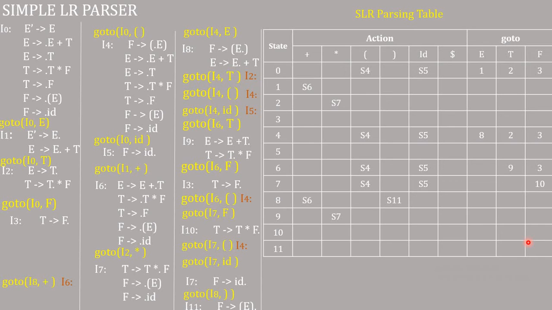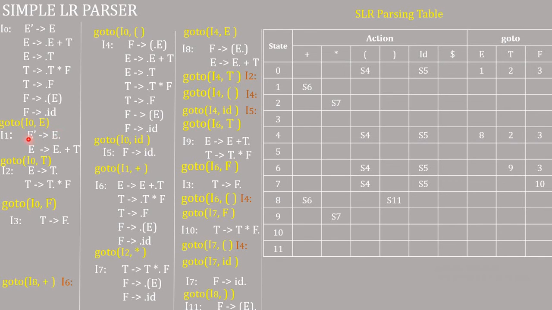For filling the reduce operations, what we have to do is look for the production which ends with dot. We have to look for the production rule which ends with the dot symbol. Now let us check I0. In I0, in no production rule do you have a dot at the end. Then what about I1? In I1 you have a dot at the end. In one production rule you have a dot at the end. So you have to apply the reduction operation for this.